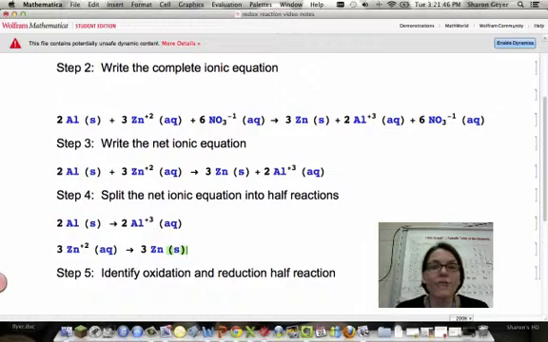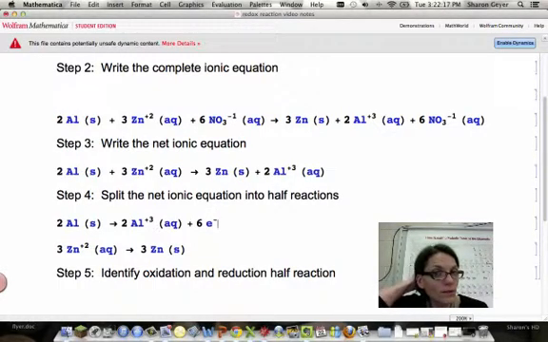Okay, so our half reactions are almost complete. The only problem is the charge. If you look at the first one, aluminum goes from a neutral element with a charge of 0 to a +3 charge. So essentially, on the product side, we have a total of a +6 charge. To balance the charge, we have to put in 6 electrons. Electrons are represented with an e with a -1 charge.